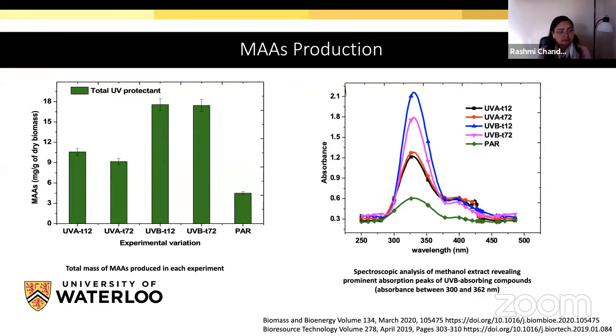Once we extracted these MAAs and quantified them on a dry weight basis, we went further for the absorbance, to check whether the compounds we extracted are really MAAs or not. They have the maximum absorbance close to 330 nanometer. When we took the content from UVB 72 hours and 12 hours, they have the maximum peak. That shows there are MAAs, showing absorbance at that particular wavelength. So this was the preliminary test for our MAAs.